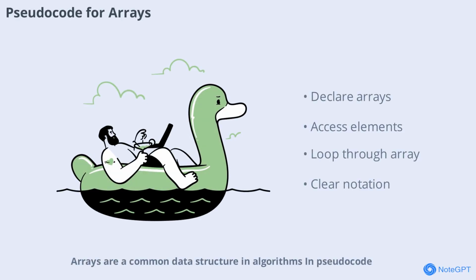Arrays are a common data structure in algorithms. In pseudocode, you can declare an array and access its elements using simple notation. For example, set array 1 to 5 or loop through each element to perform operations. This keeps your logic clear and easy to implement in code.